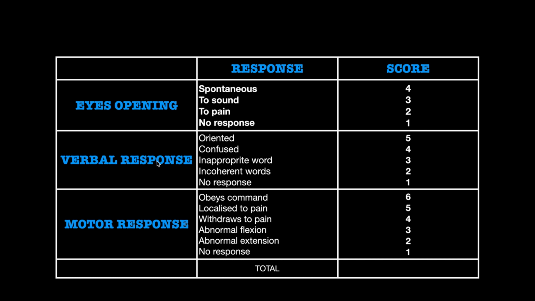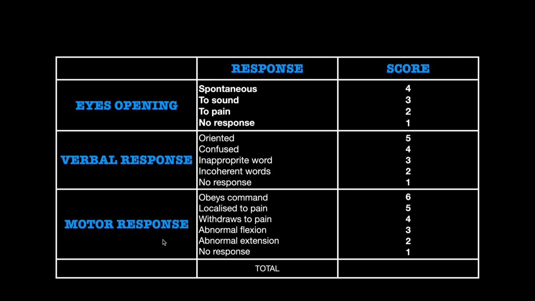Now, if the patient responds or talks to you without you making any stimulus, it means the patient is oriented. You score the patient 5. If the patient talks but sounds confused, you score the patient 4. And if the patient makes inappropriate words, he's given 3. And if there are incoherent or incomprehensible words, you score the patient 2. And if there is no response, no verbal communication, you score the patient 1.